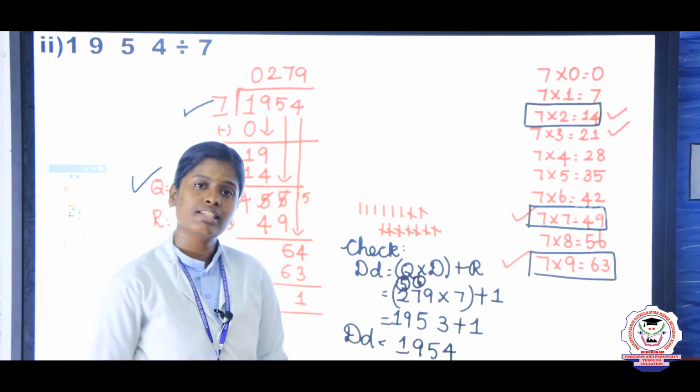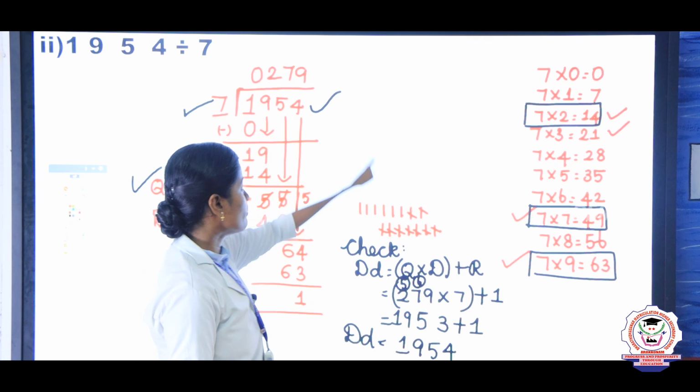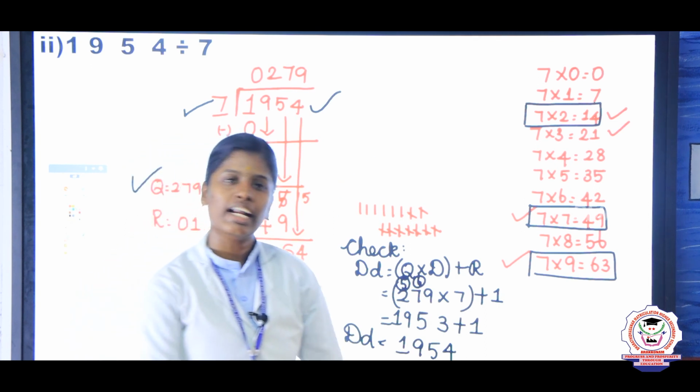What is this? This is the dividend. So listen, children, here the dividend value is 1954. In this session you have learned to find the quotient and remainder and also to check the division. So you all know the formula for checking division: dividend equals quotient multiplied by divisor plus remainder.